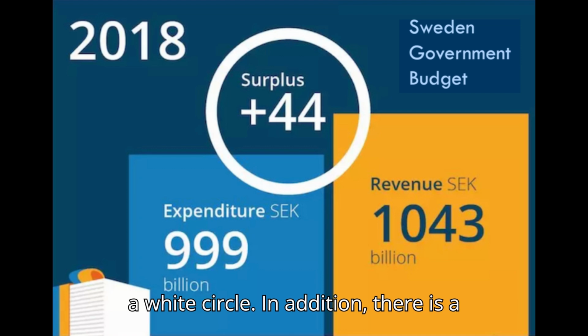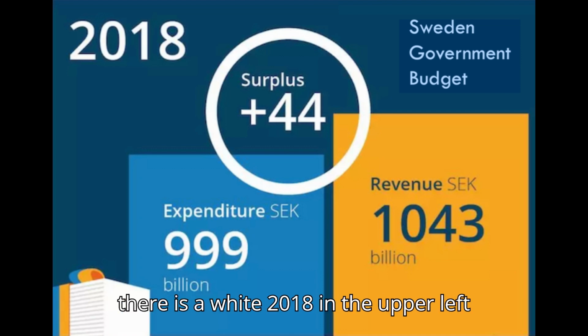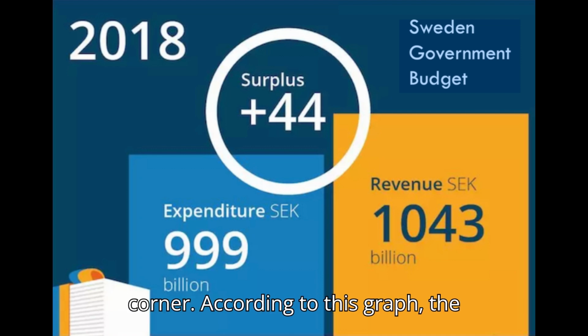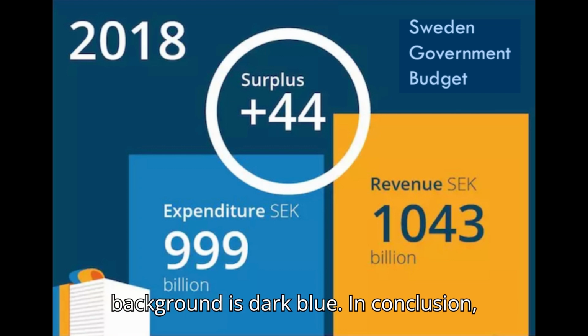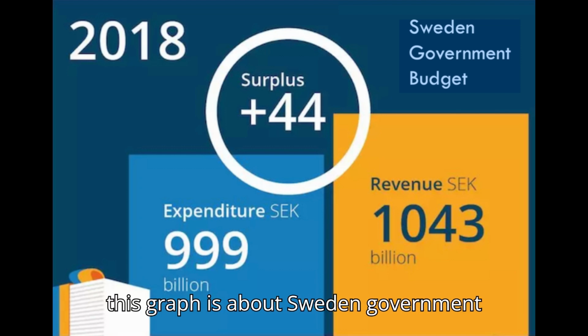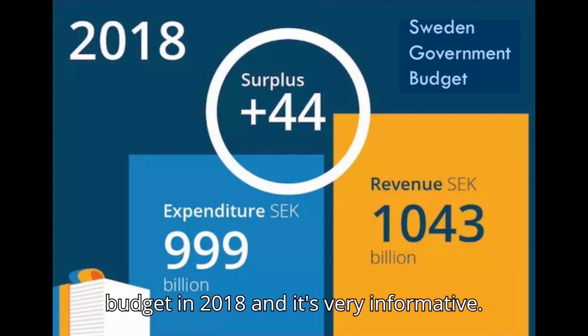In addition, there is a white cube in the lower left corner and there is a white 2018 in the upper left corner. According to this graph, the background is dark blue. In conclusion, this graph is about Sweden government budget in 2018 and it's very informative.